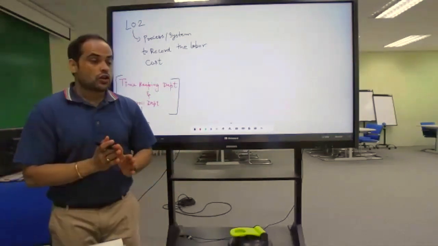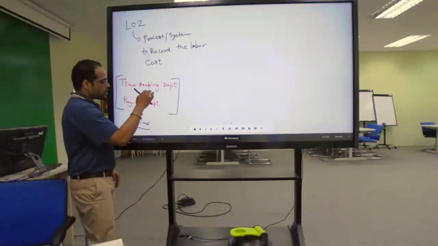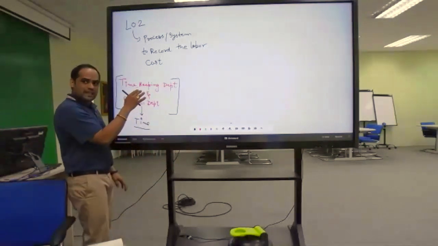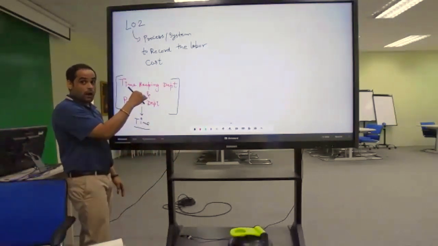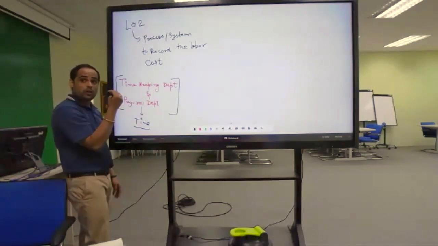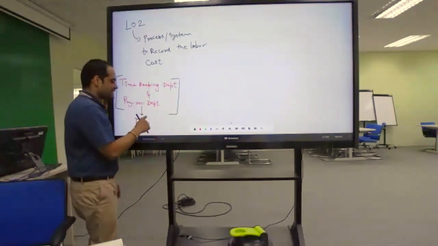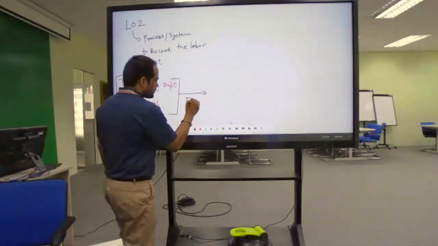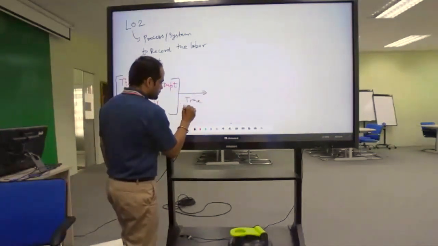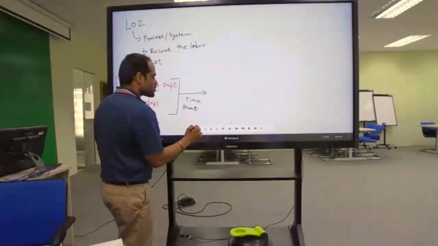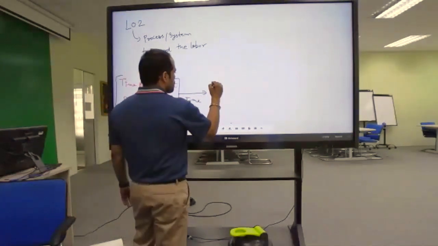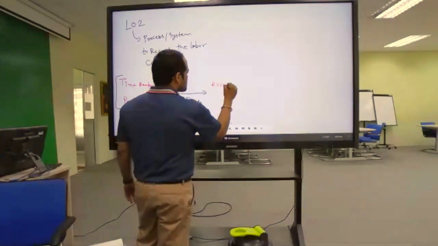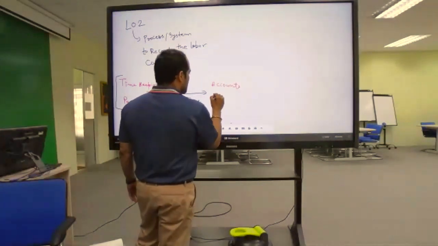So after receiving all the information about what time workers start and what time workers finish, they send this timesheet. It's called a timesheet. They send these timesheets to the accounts department.